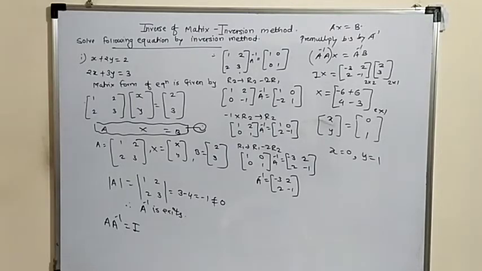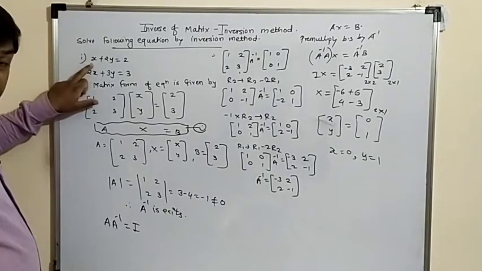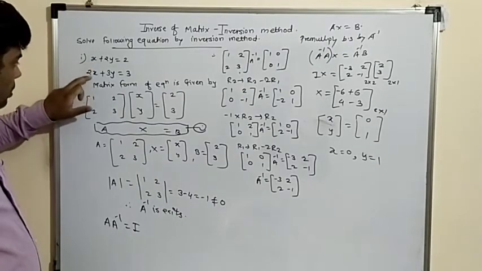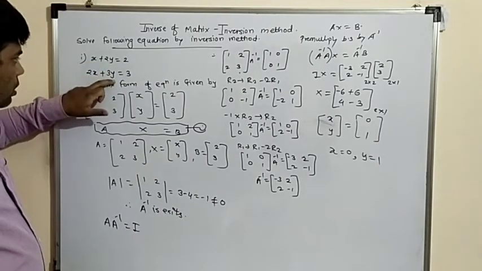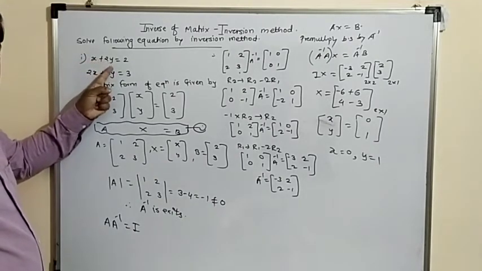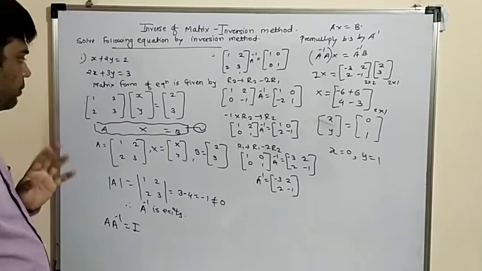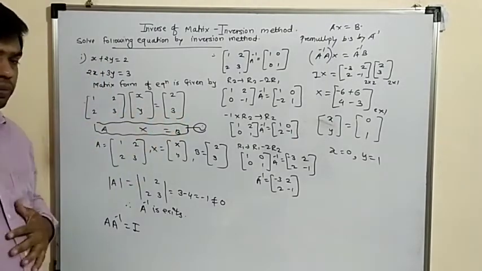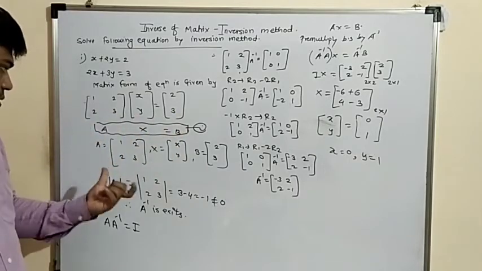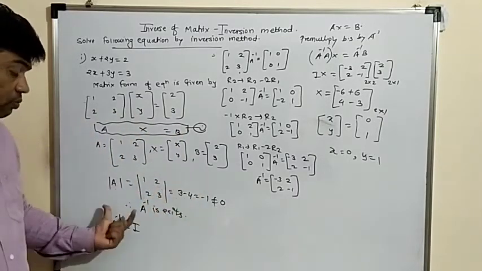First one is write down both equations, x plus y. These are both equations. The first variable is always x, then y. Don't take y here and x there. Take it in the form of AX is equal to B.